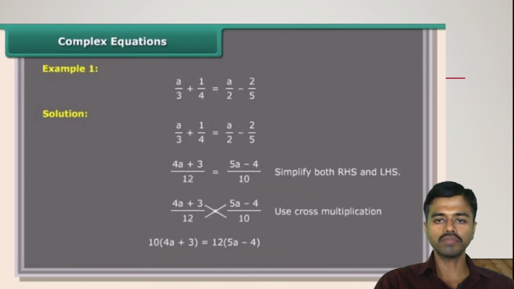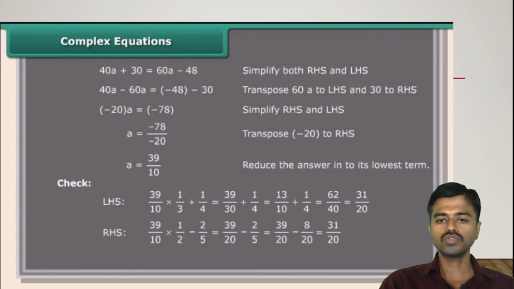Now there are some complex examples in which a upon 3 plus 1 upon 4 is equal to a upon 2 minus 2 upon 5. So for that, again we will first take the LCM, then we'll transpose and find the variable. So here we will get (4a plus 3) upon 12 is equal to (5a minus 4) upon 10. So we can write 10 into (4a plus 3) is equal to 12 into (5a minus 4). And if we solve it completely, you will get the value of a is equal to 39 upon 10. And we'll check the value by putting the value of a in the equation. That is, in place of a, we will write 39 upon 10.